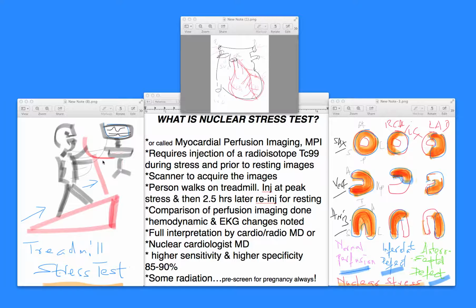Well, we know what a stress test is, right? A stress test is basically making the person walk on a treadmill while monitoring the EKGs and the blood pressure. The leads are attached to the person, and you're looking at the heart rate. And then you're looking at the EKGs to see if there are any ST changes or anything that is suggestive of an abnormal response, and determine whether or not this patient has any problems with the coronaries.